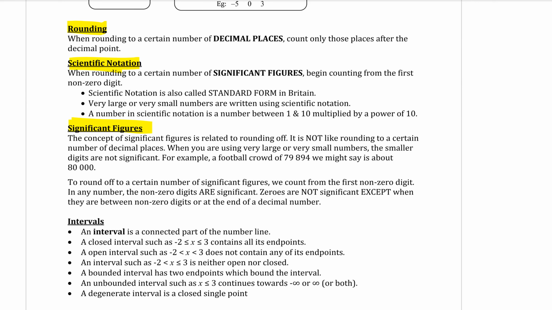Significant figures. The concept of significant figures is related to rounding, but it is not exactly the same as decimal place rounding. When you are using very large or very small numbers, the smaller digits are not significant. For example, a crowd of 79,894 people, we say is about 80,000. So that has been rounded to one significant figure. The 8 at the beginning there is the one significant figure, and everything after that has been rounded down to zeros.